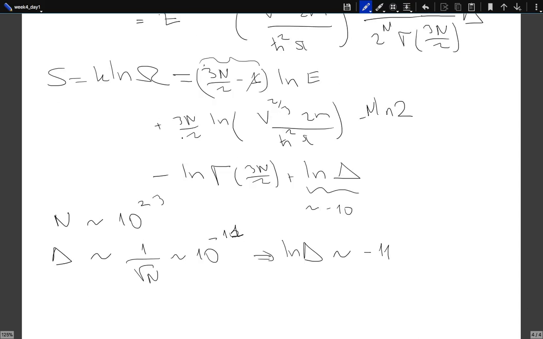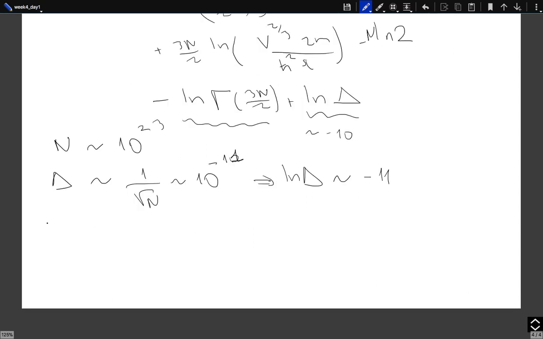Now, there are still some simplifications we need to calculate. So, what about this one? What is that number? The logarithm of (3n over 2 minus 1) factorial. Now, we have what's called Stirling's approximation for the factorials.